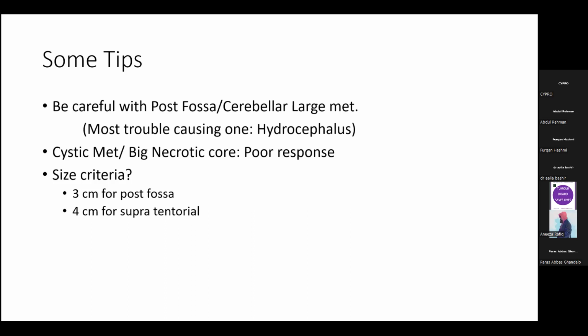If surgery cannot be done, like when the patient refuses, which 90% of the patients I have treated always do, then at least offer them a VP shunting if there is effacement of the fourth ventricle. And even if they refuse this, just counsel them that VP shunting might be needed in the future. Cystic mets or those with a big necrotic core tend to have a very poor response.